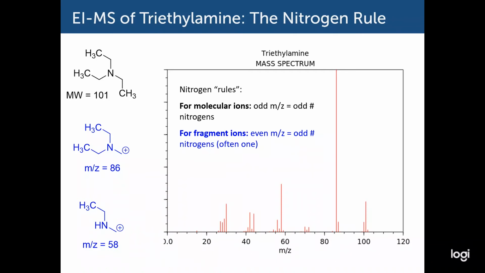So you can actually use this nitrogen rule right out of the gate, looking at mass spectra, to decide whether your compound has an odd or even number of nitrogens.